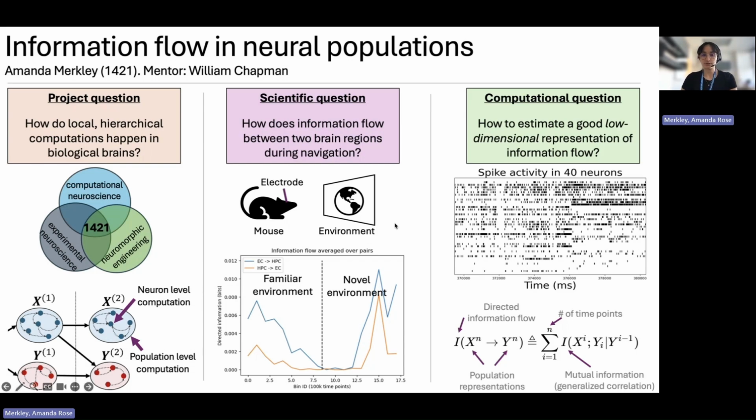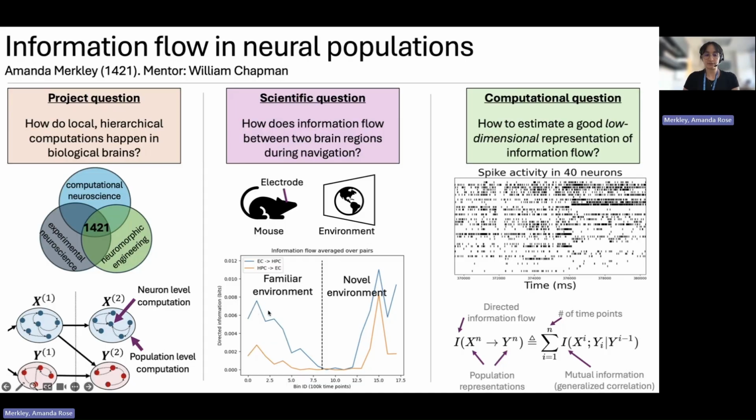So the approach that I took here to calculate population information flow was simply to take the aggregate of pairwise information flows. So this measure I used is directed information. I calculated that for each pair of neurons in the two different areas. And the application of this method to this data set reveals a few interesting things.